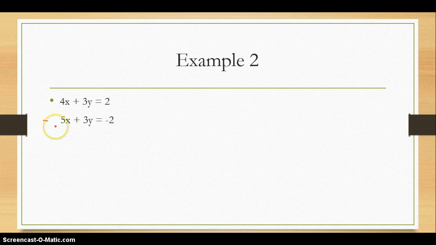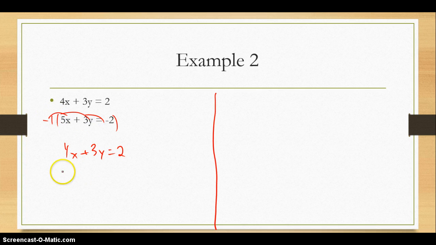Now there are two ways that you can solve this, and you can use whichever method seems easiest to you. I'm a big fan of addition. So when I think of subtraction, what I want to do is multiply this whole thing by negative 1. So 4x plus 3y equals 2, and then I'm going to just multiply this whole thing by a negative 1.